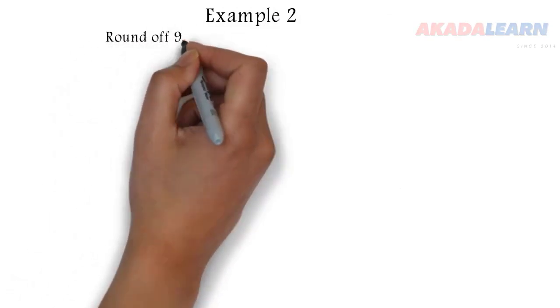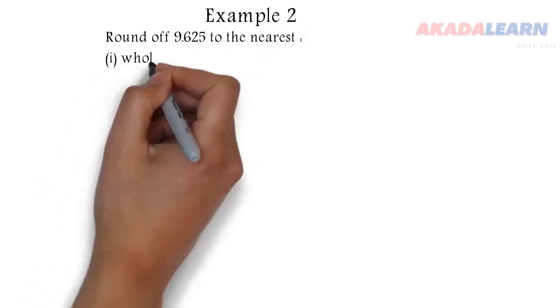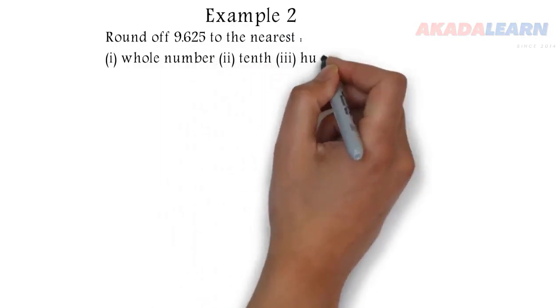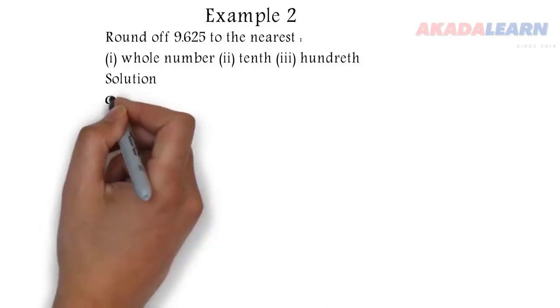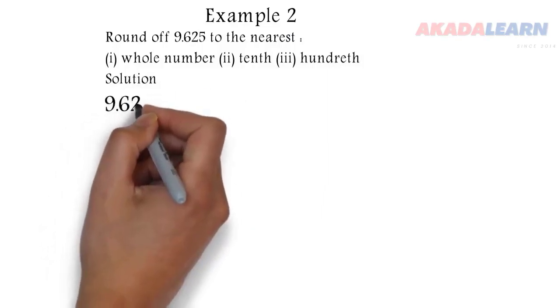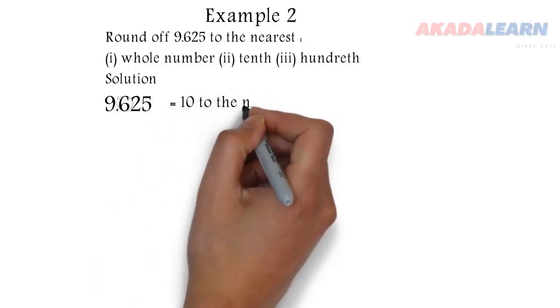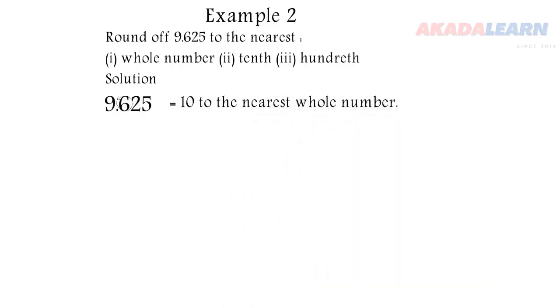Example 2. We're asked to round off 9.625 to the nearest whole number, nearest tenth, and nearest hundredth. The whole number is just a number without decimal point. For example, 9 is the only whole number there. Now the closest number to the whole number is our tenth value, which is 6. So we turn 6 to 1 and add it to 9, and we'll get 10. So we have to write what we are doing, which is to the nearest whole number.